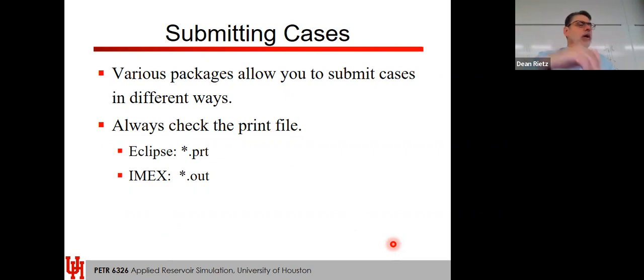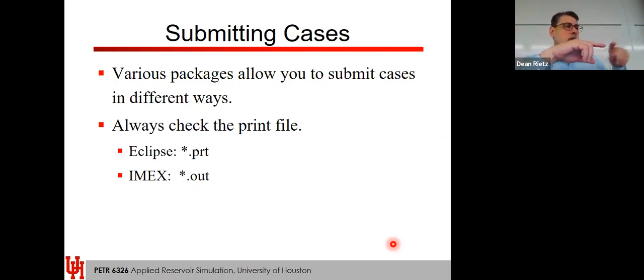One's a print file, one's a restart file, which we'll talk about later, and one's a file that is read by the 3D visualization software. That tends to be a large file, so it's a binary file, you can't read it. But the print file, or the out file for IMAX, is where you go to look at things like what's the production at a certain date, or what's the material balance error, or certain things that happen during the run.